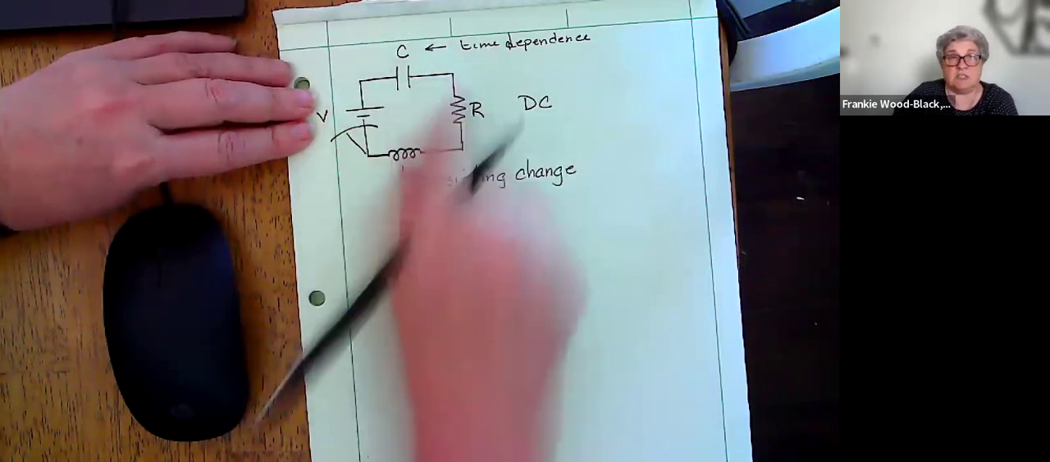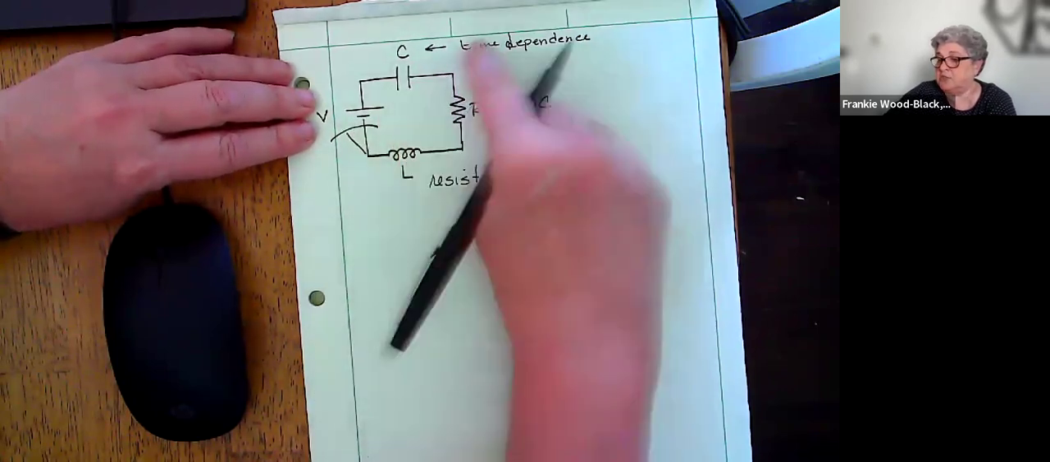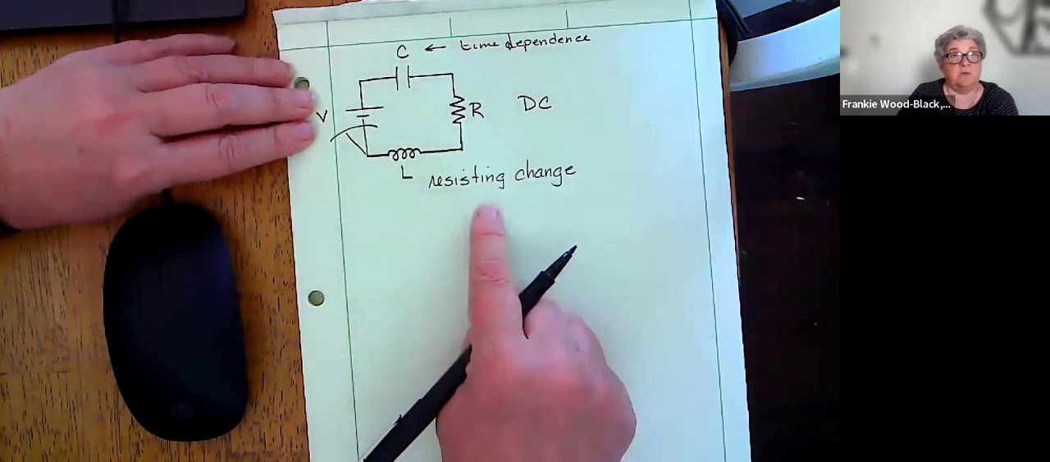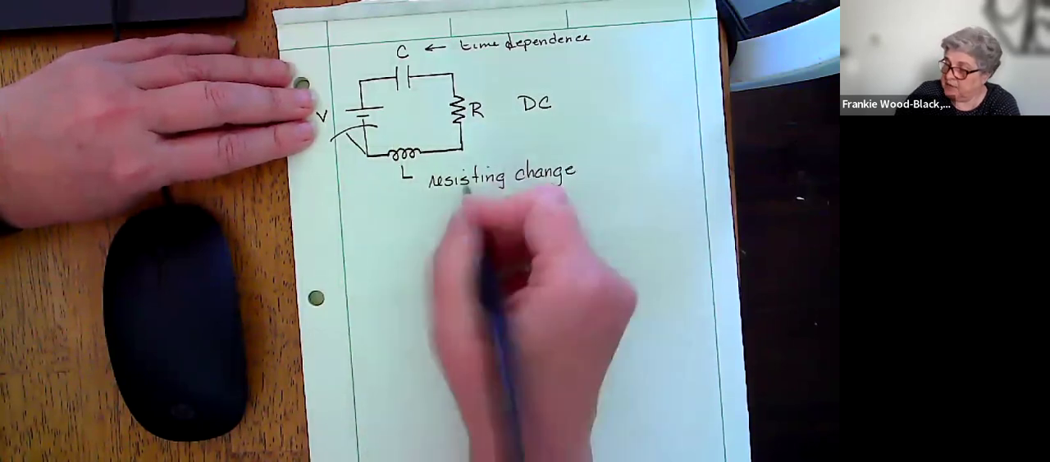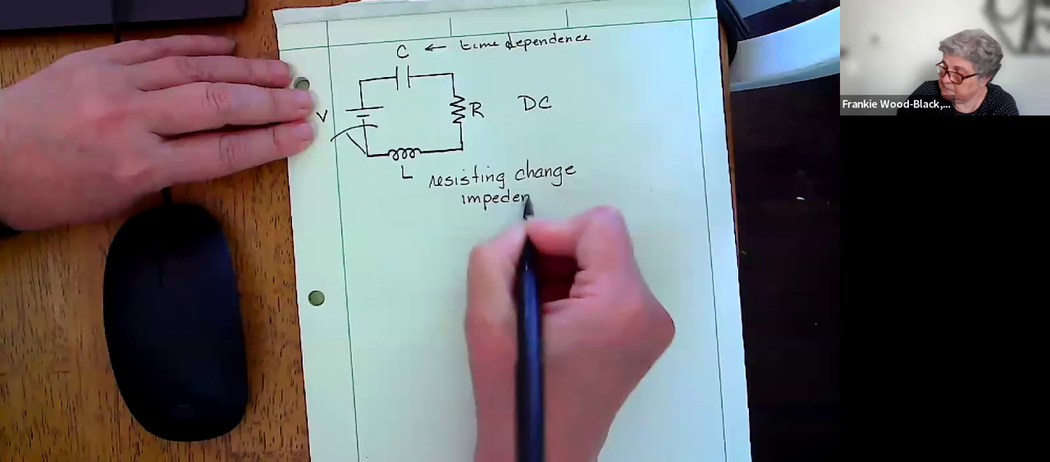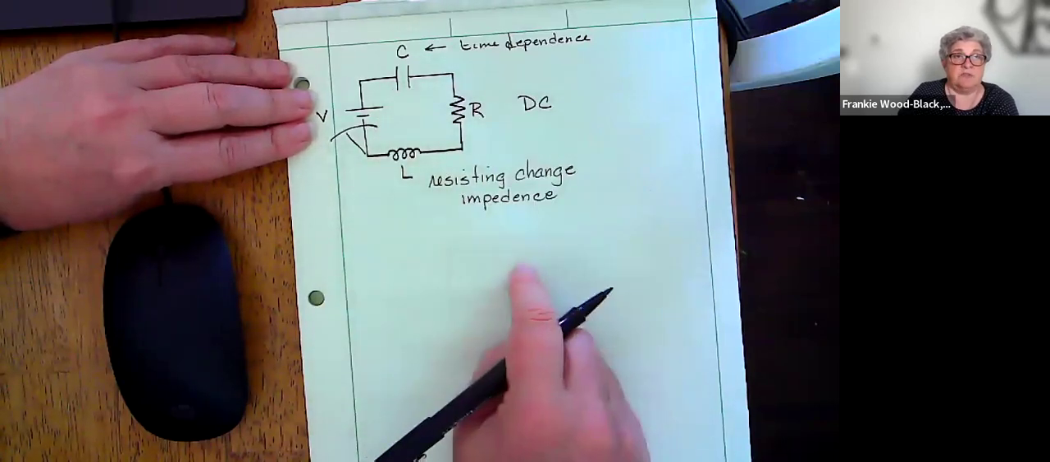So when I have a DC circuit, we're going to see this one charge. Resistors are just going to react as soon as I can get flow through it. And this one is going to resist change. And that's what gives us impedance. Okay, and we got our time dependence associated with that.